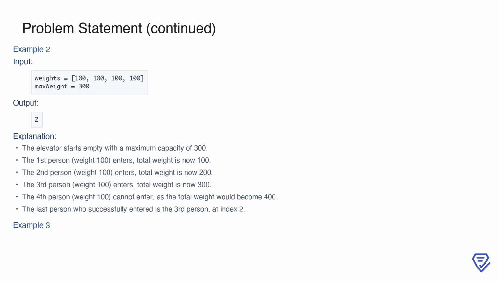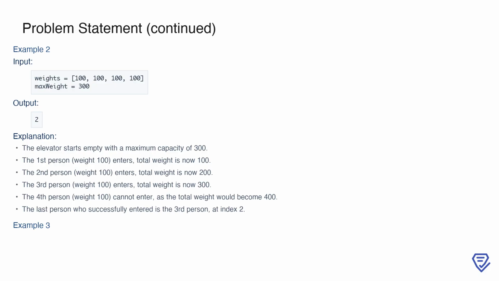Now, in the second example, the input array is weights equals 100, 100, 100, 100, and the elevator's maximum capacity is 300. Initially, the elevator is empty. The first person, weighing 100, enters, bringing the total weight to 100. Then, the second person, also weighing 100, enters, making the total weight 200.